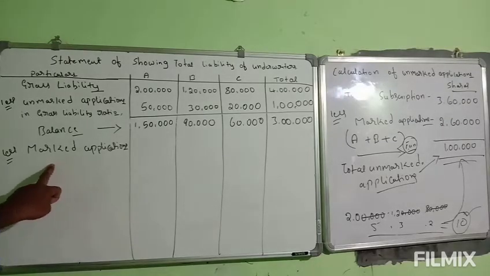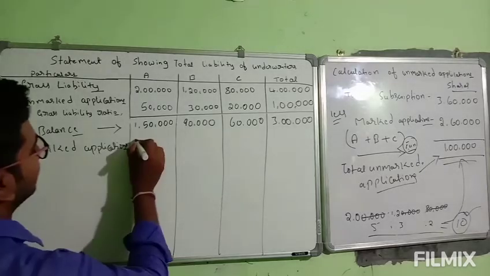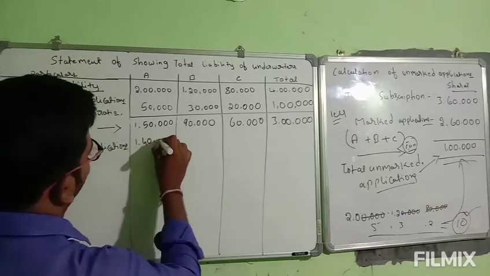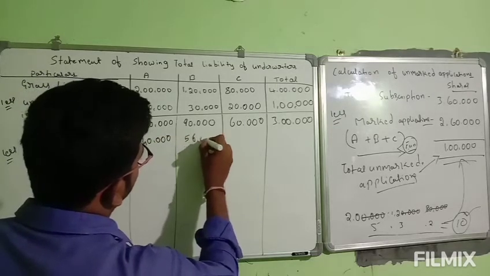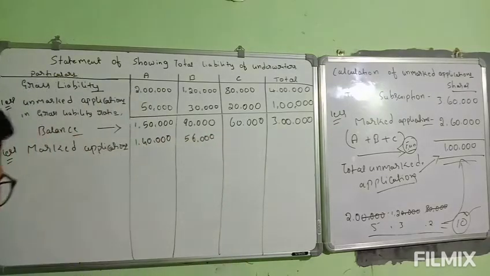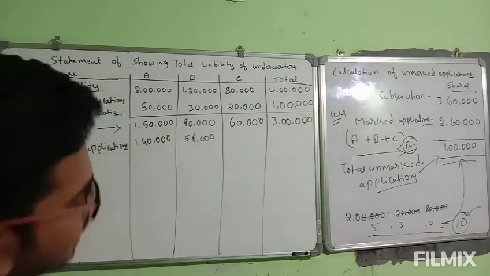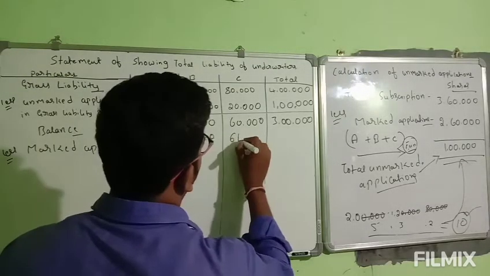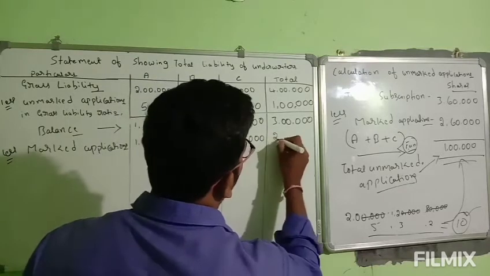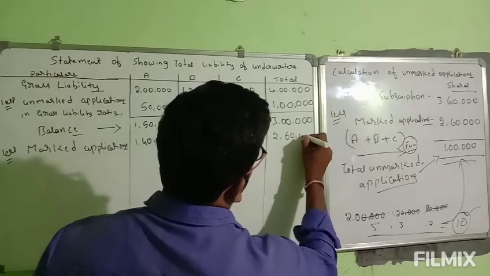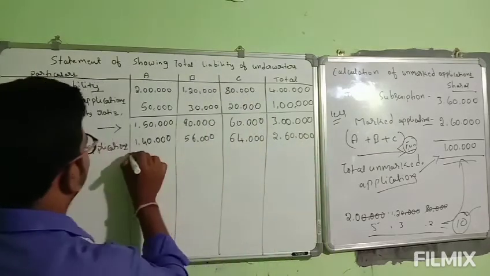So look at the question. Marked applications of A, 1,40,000. Marked applications of B, 56,000. Marked applications of C, 64,000. So total it will be 2 lakh 60,000. So we'll get the further balance.